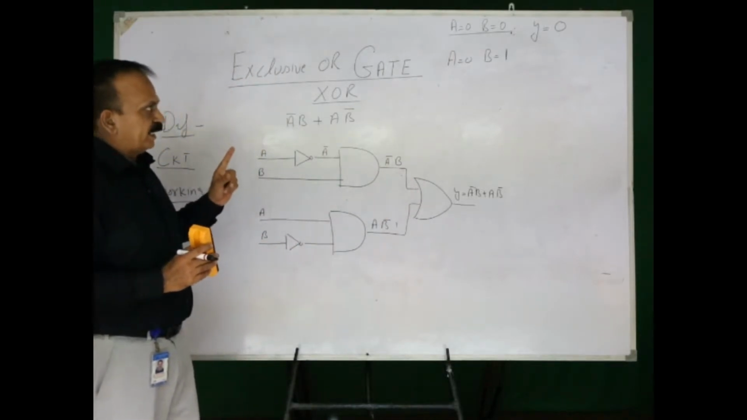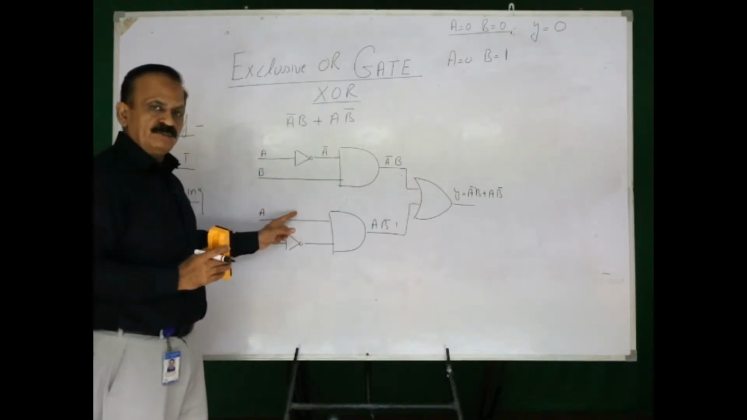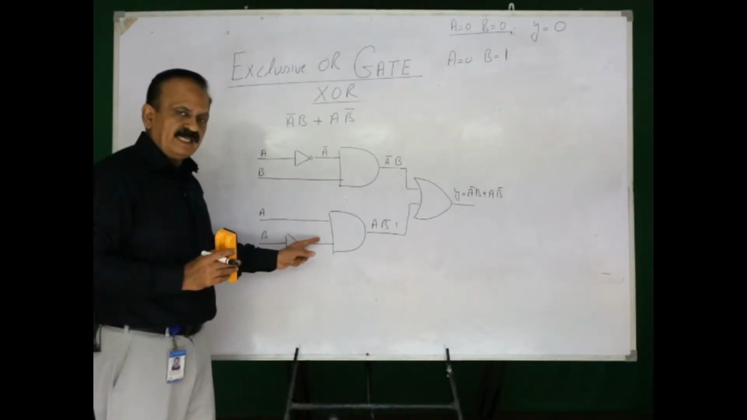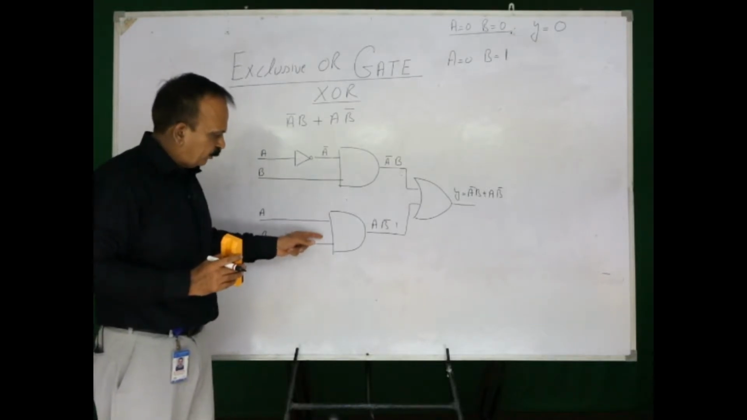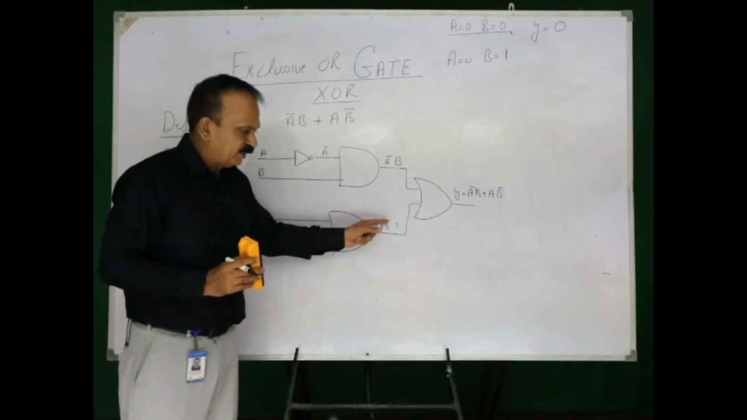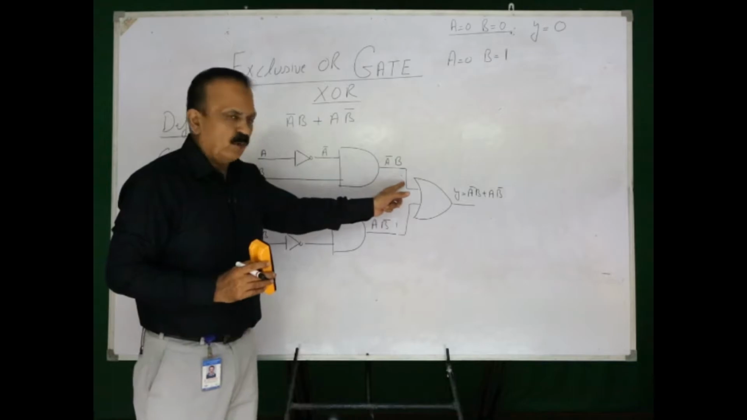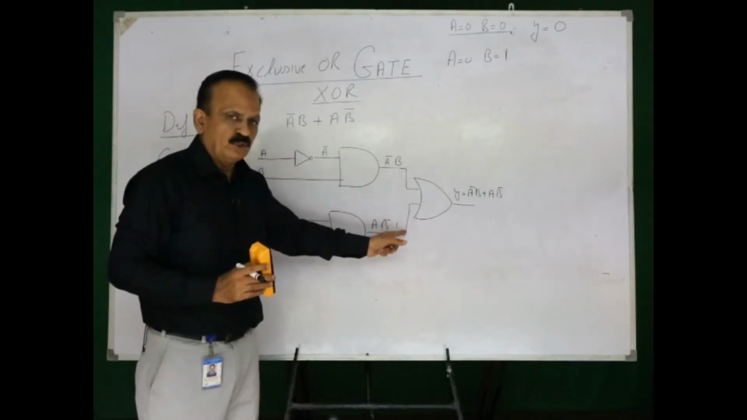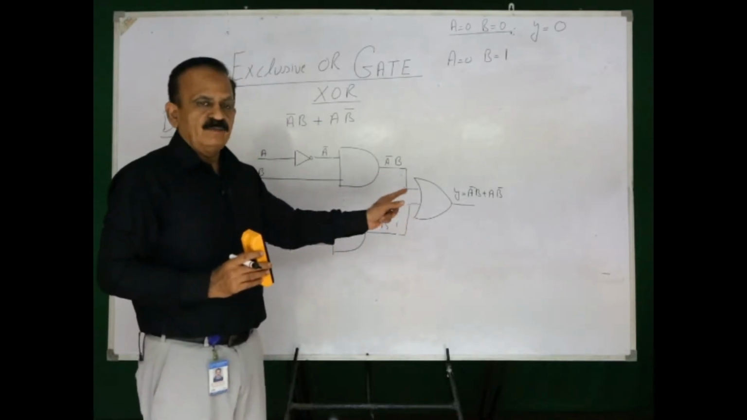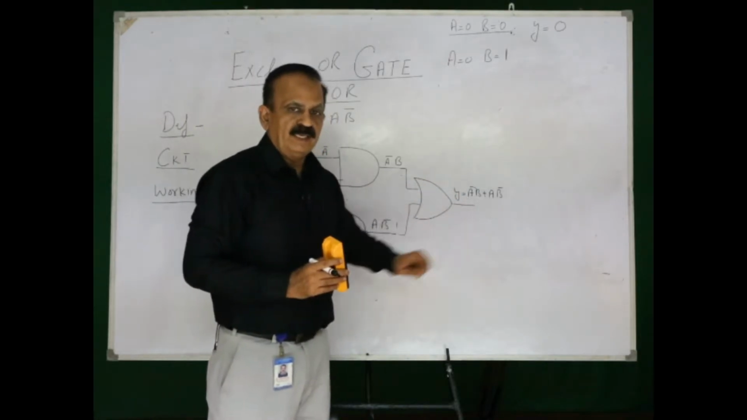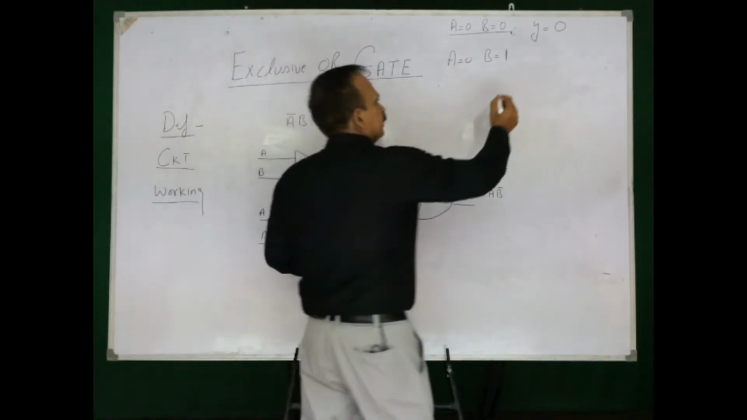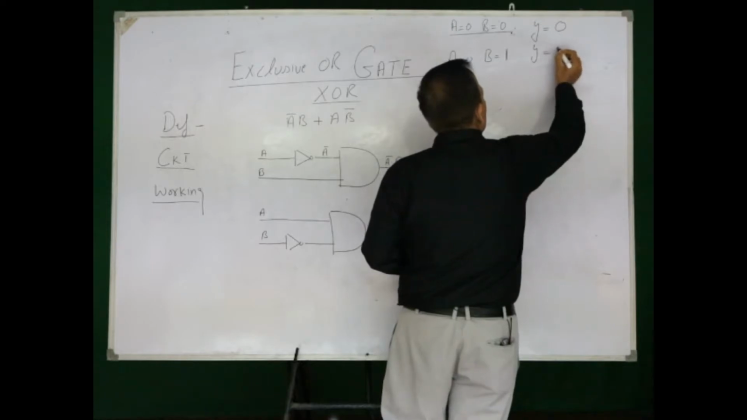What about the second gate? A is 0. Now this B bar will be again 0. When both of these are 0, the result of this AND gate will be 0. This value is 1, this value is 0. With the OR gate, the output is going to be 1. That means y is equal to 1.